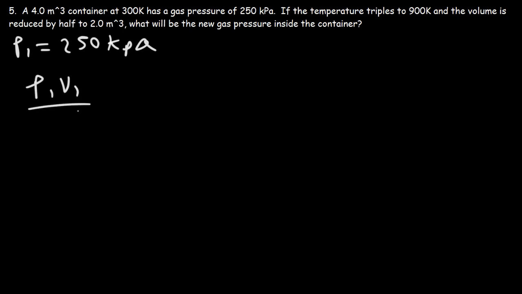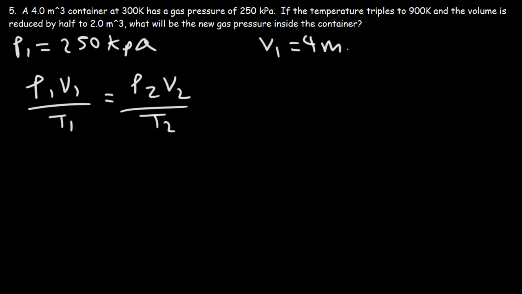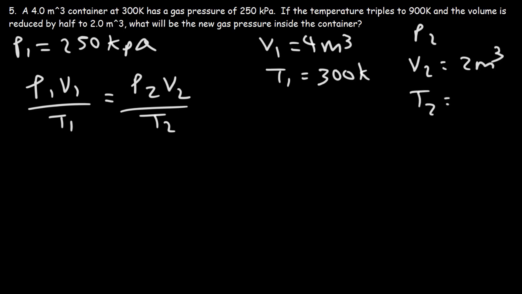P1 V1 over T1 is equal to P2 V2 divided by T2, the combined gas law equation. V1 is 4 cubic meters. T1 is 300 Kelvin. We're looking for P2. V2 is 2 cubic meters, and T2 is 900 Kelvin. So let's plug in everything.